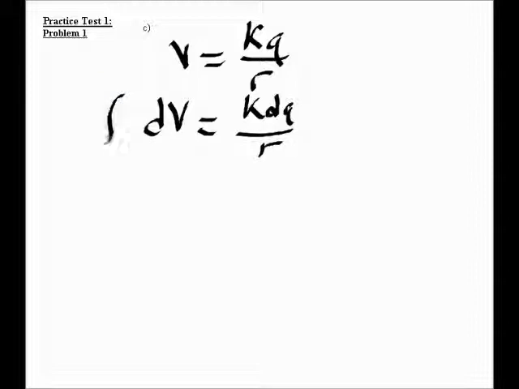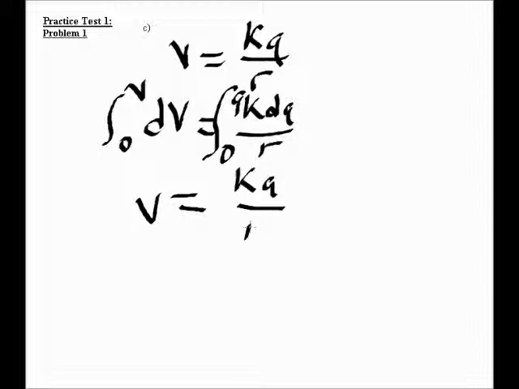So if you just integrate it from 0 to V, 0 to Q, since K and R are both constants, you just get your equation V equals KQ over R. If you plug in all of this, with Q being your answer from part A, you get V equals 2.8 times 10 to the 5th volts.